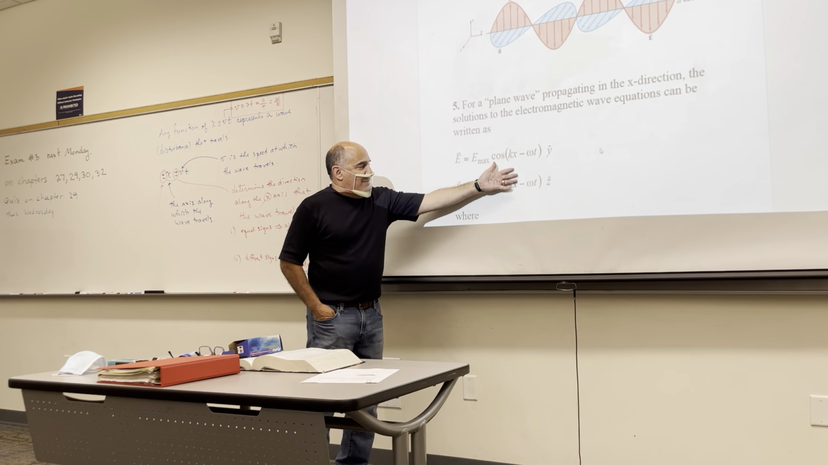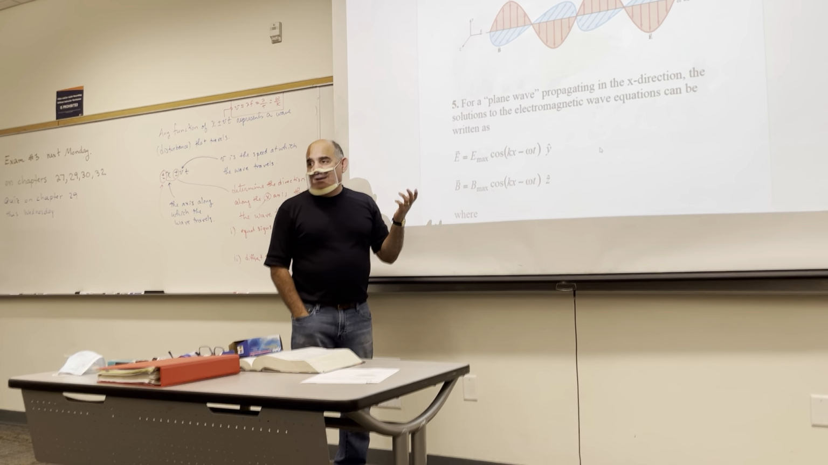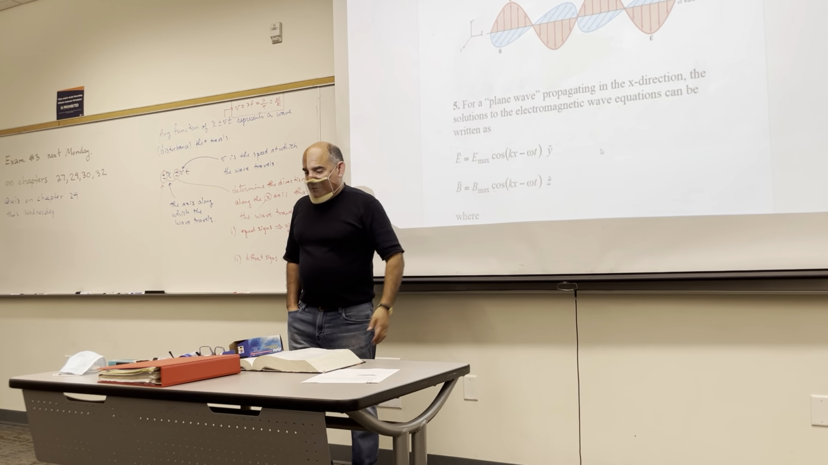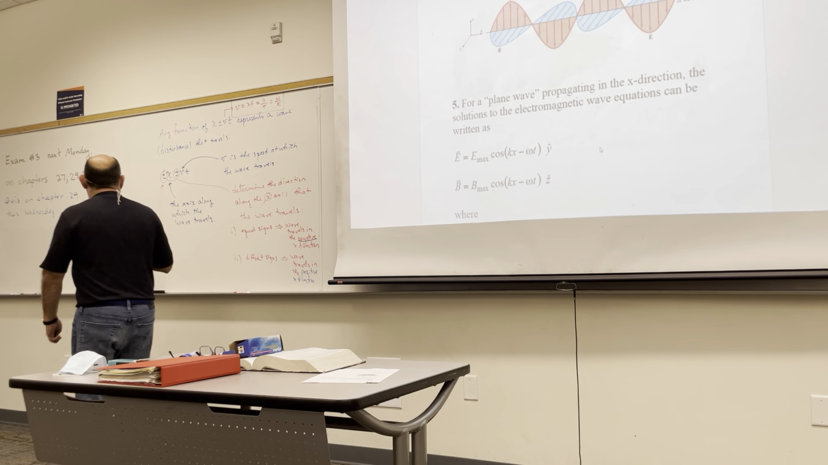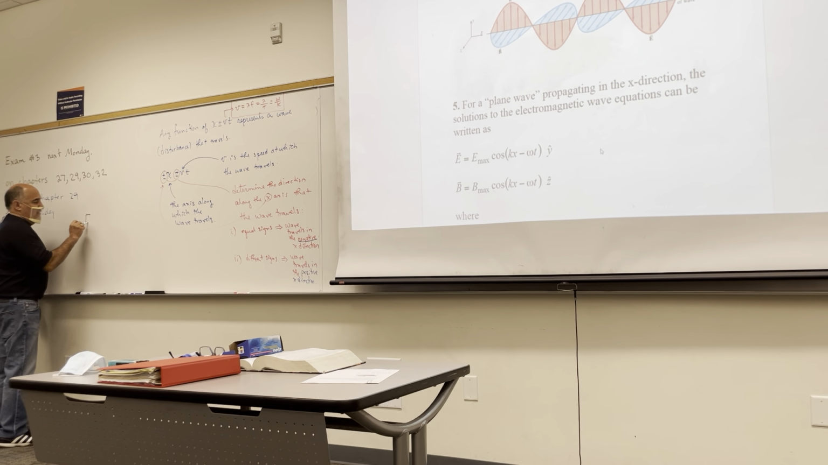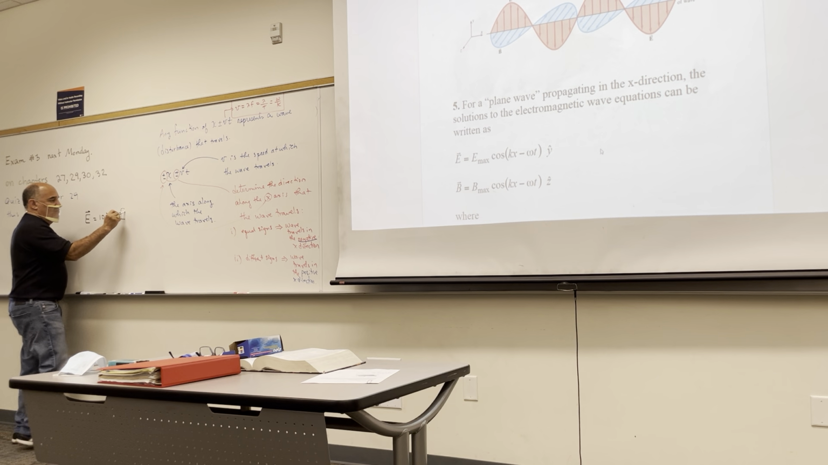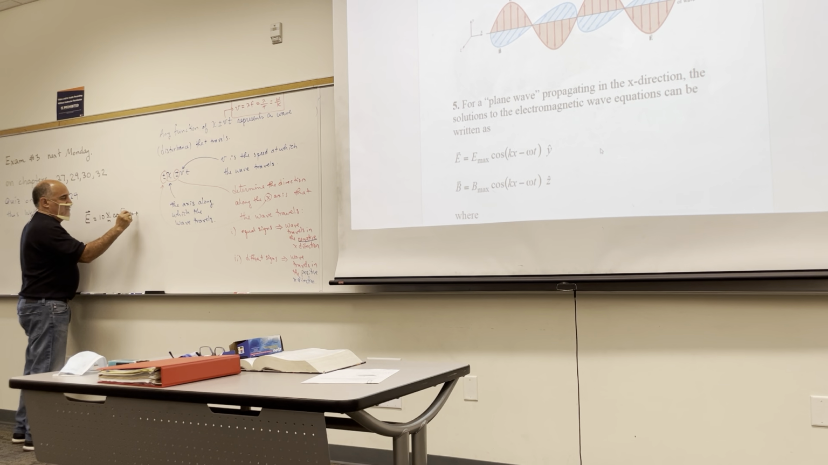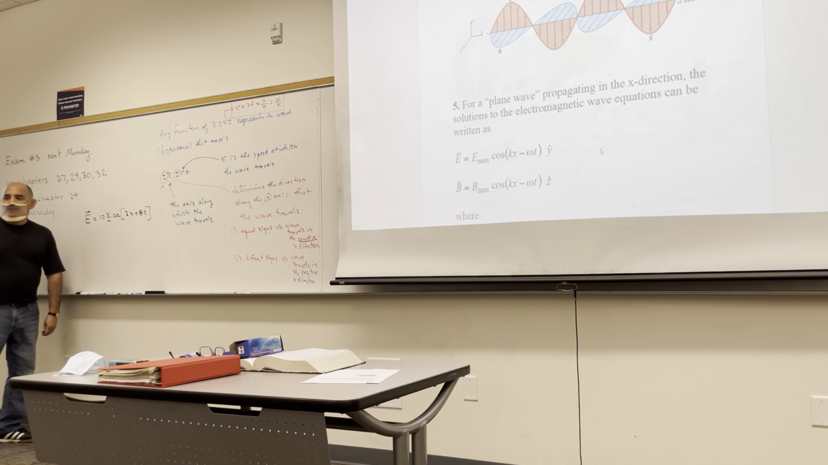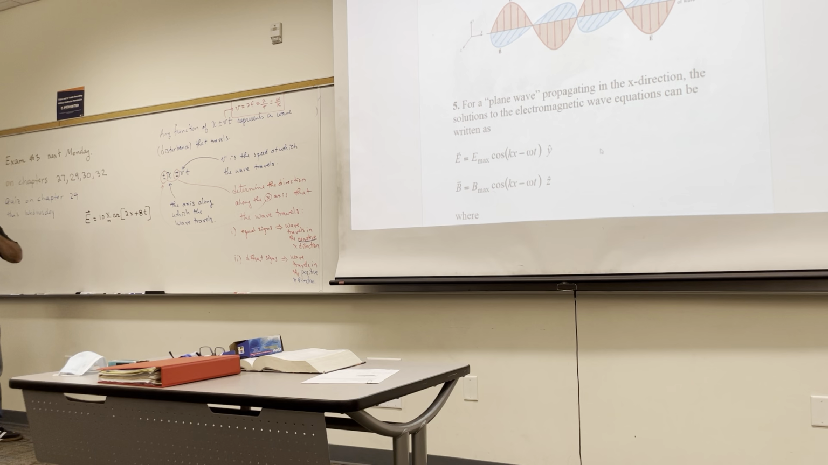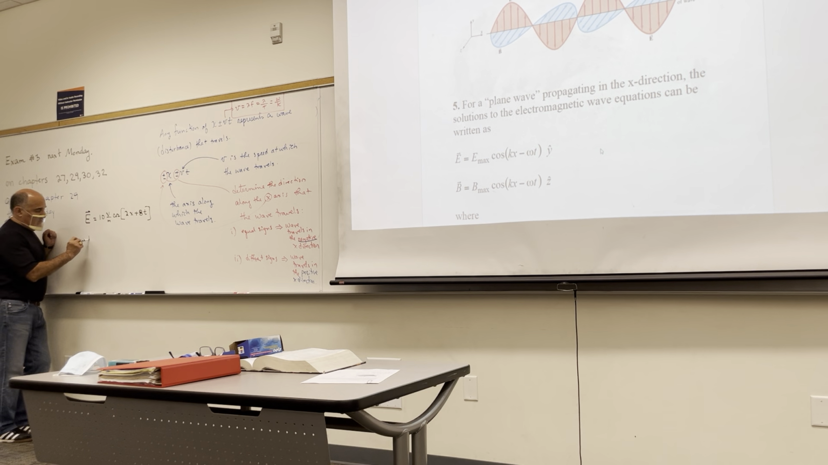But you look at an expression like this, and there's a lot that can be answered, right? If I write an expression like this, for example, if I tell you here is an electric field, 10 volts per meter, cosine of 2x plus 8t. So what can you tell me? What's the electric field amplitude? 10 volts per meter.